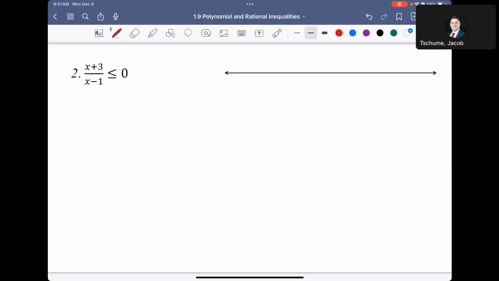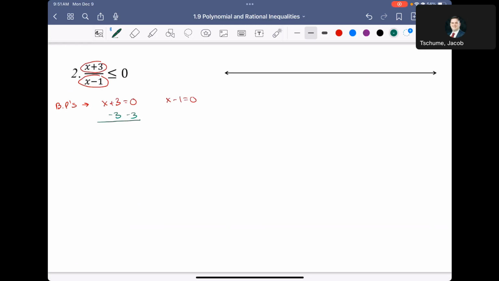Well, step number 1 is you still have got to find your boundary points. But here's how boundary points are found differently than in the factoring part. What you will do is you will take what is in the numerator and what is in the denominator, and you're going to set both of those equal to 0. So that would be x plus 3 is 0, and x minus 1 is 0. Let's solve both of those.